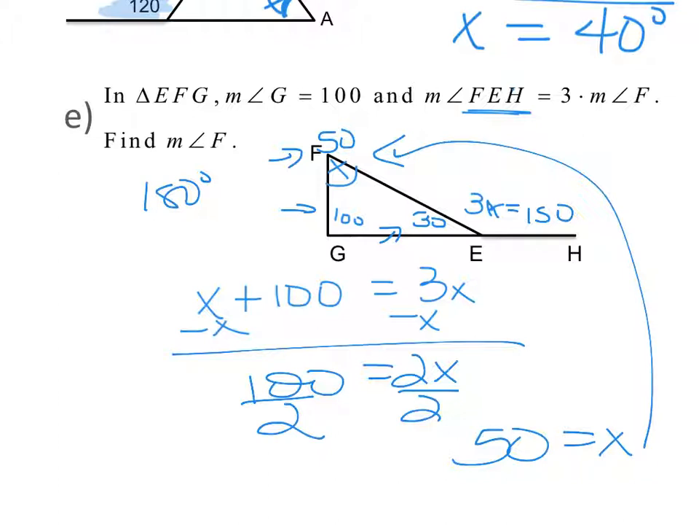Yes? How'd you get that equation? All right, because that exterior angle theorem stated that if I add these two angles, it equals the exterior one. So I added x plus 100, and I set it equal to 3x. So I define angle F as x. All right.